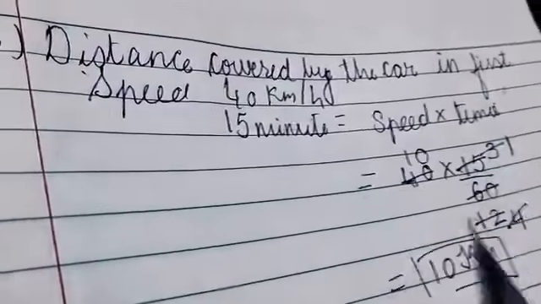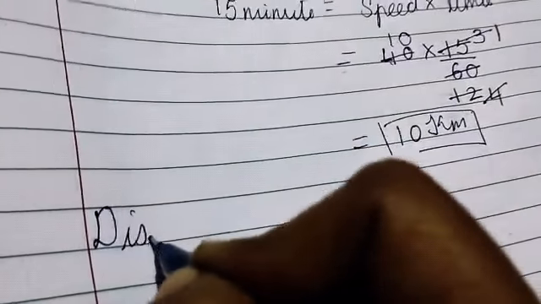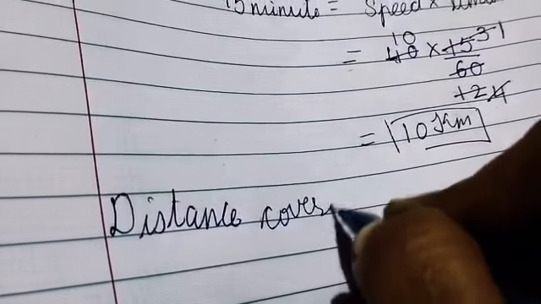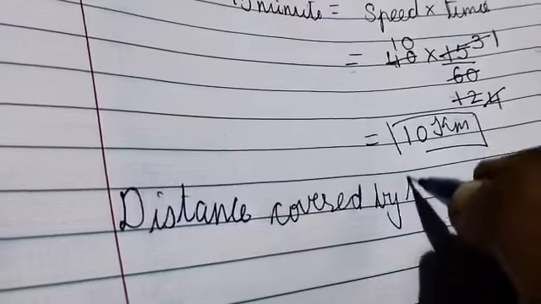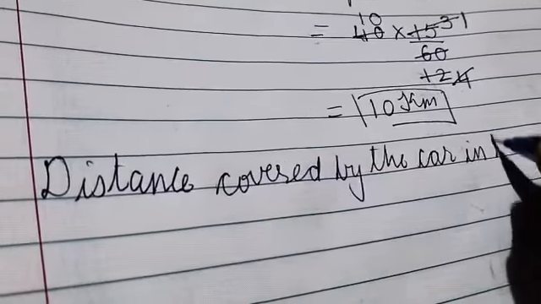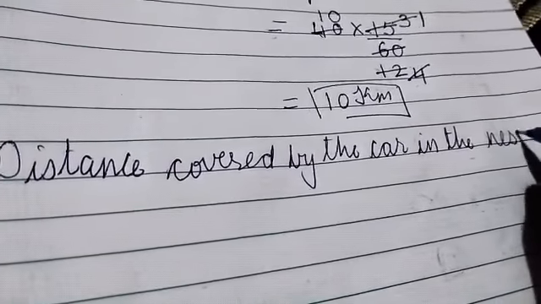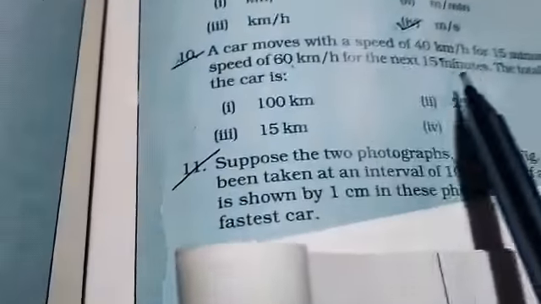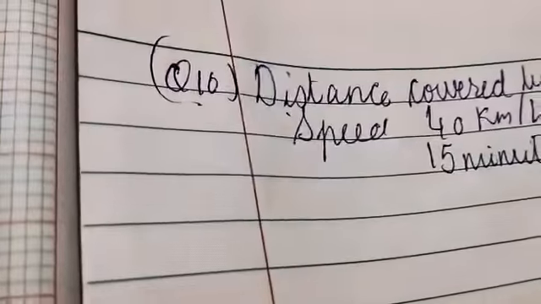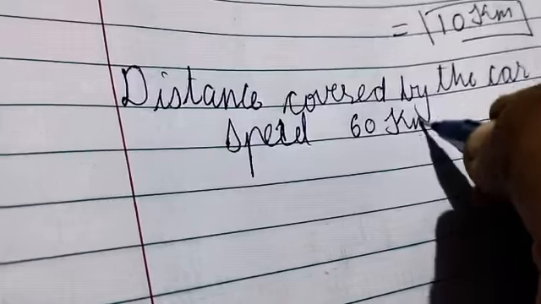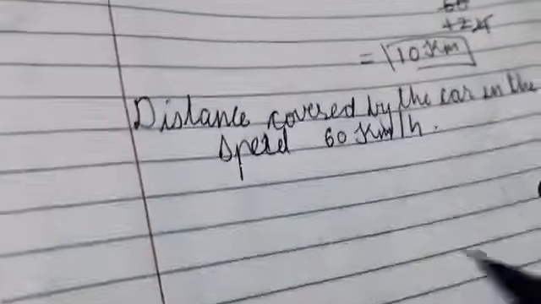So this is for the first. Now we go for the second. So distance covered by the car in the next time. We must know what is the speed for the next time it covers. Speed क्या है उसकी? Speed is 60 किलोमीटर पर आवर. राइट.